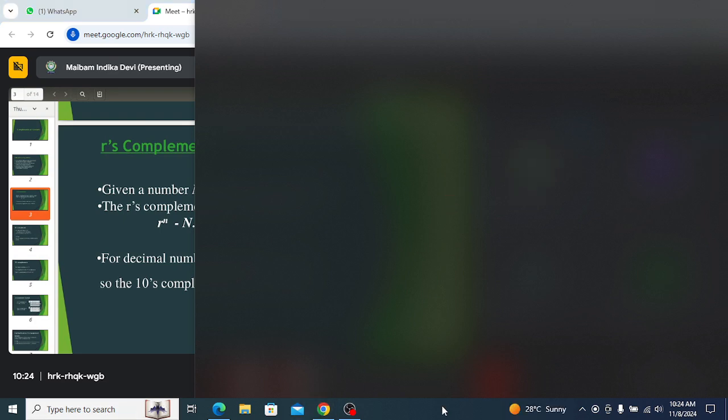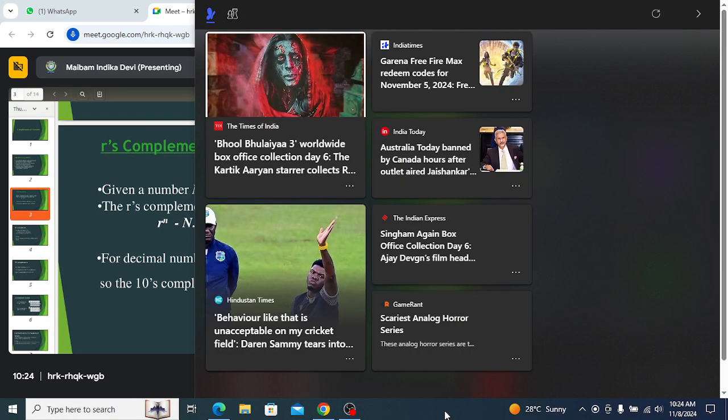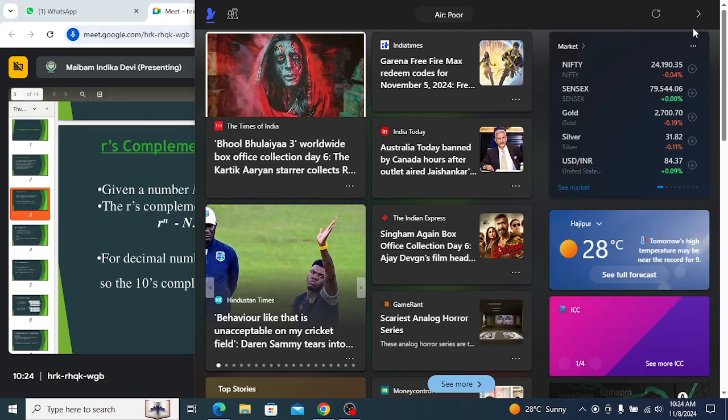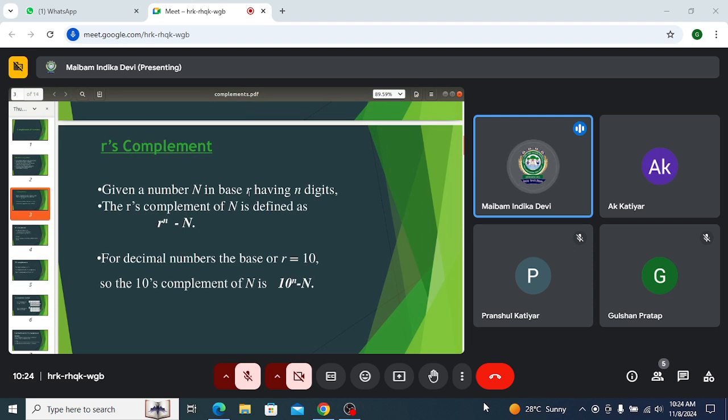So if you are given a number n in base R, R can be anything. R can be base 10, 8, hexadecimal 16 or 2 or anything. So depending upon the base system, the name will change. If we are given a number n, which can be any number in base R, having small n digits, then the R's complement of n will be given by R to the power n minus that number.